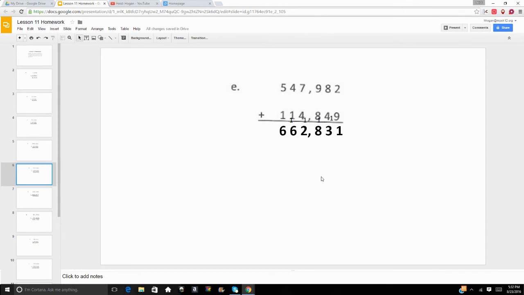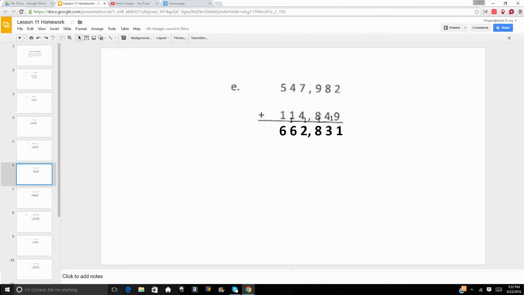And we're just going to keep moving on. 2 plus 9 is 11, so we can keep 1 and regroup a 10 into the 10s. 8 plus 4 is 12, and 1 is 13. We can't have 13 tens. We keep a 3, and we regroup the 10s into the hundreds place.